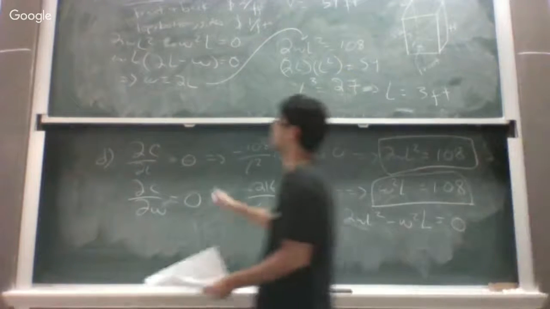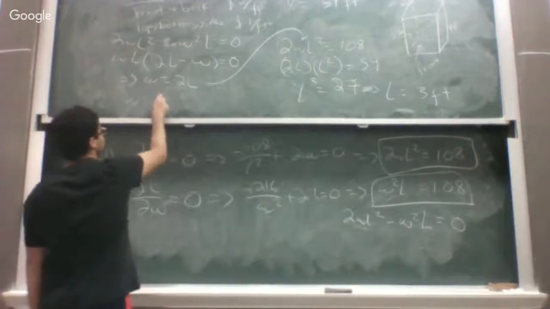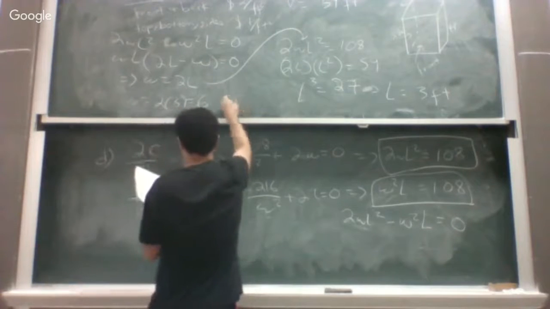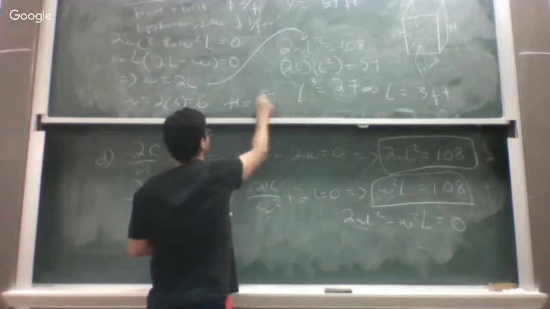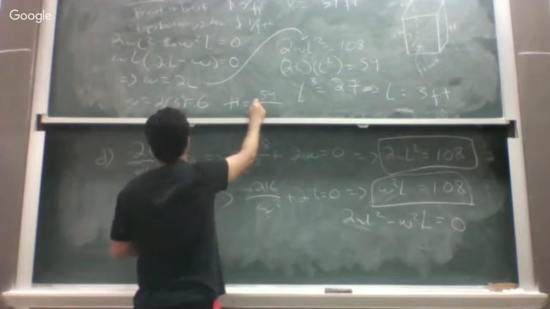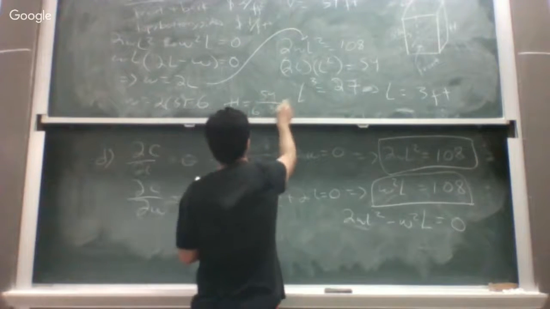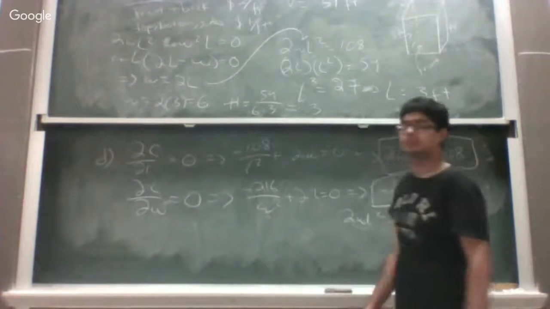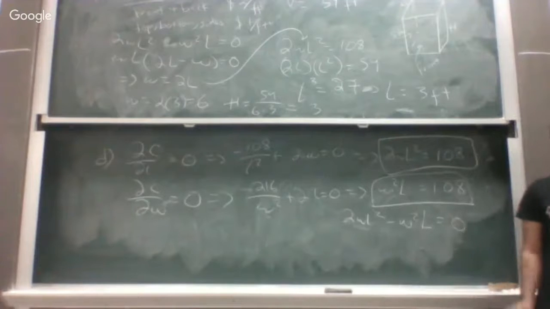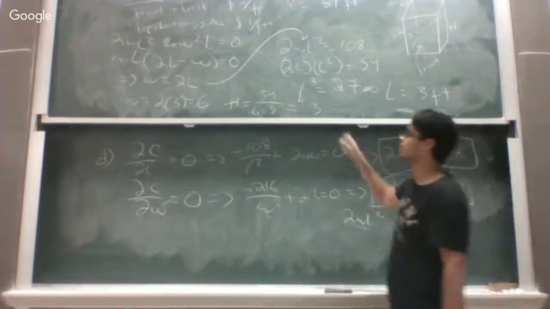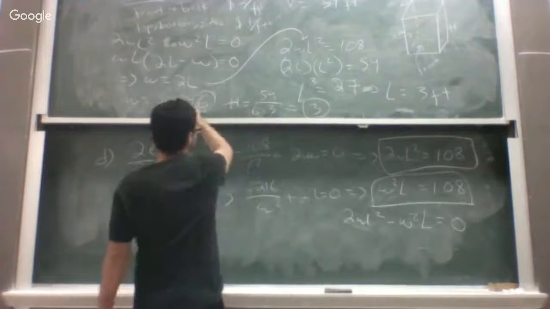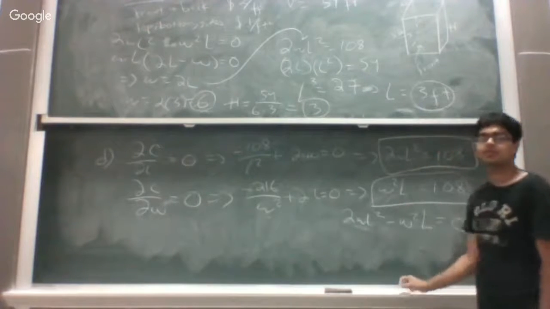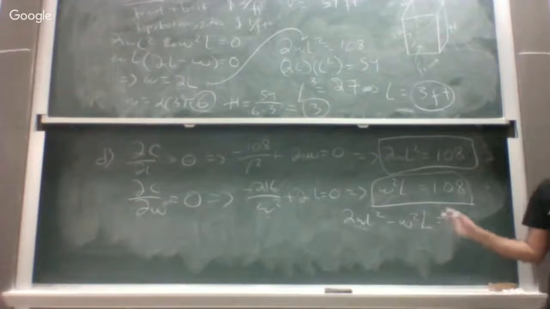W is equal to 2 times 3, so that's a 6. Height is equal to 54 divided by LW, so it's 54 divided by 6 times 3, which turns out to be a 3. So that should be that. Do you have any questions up to this point?